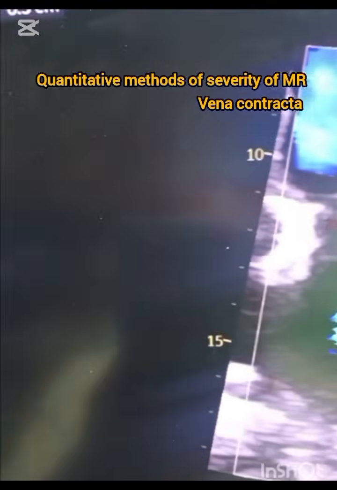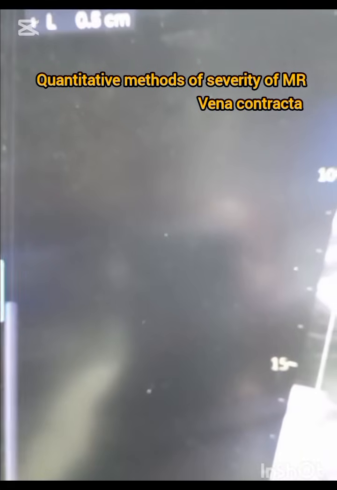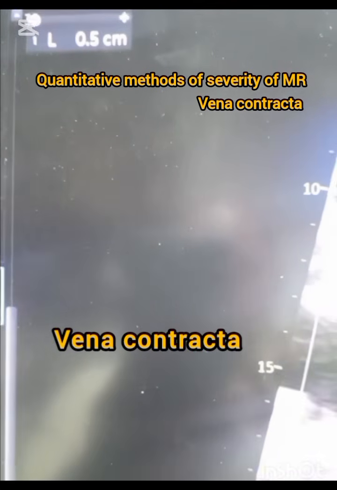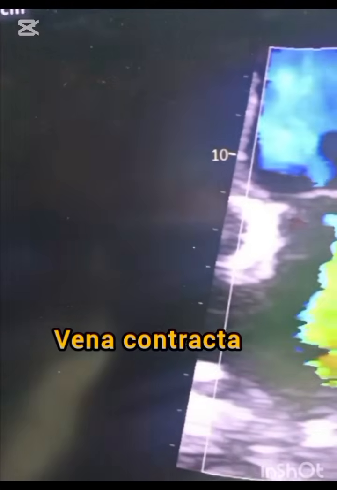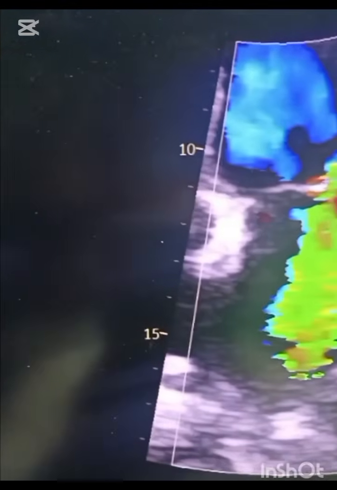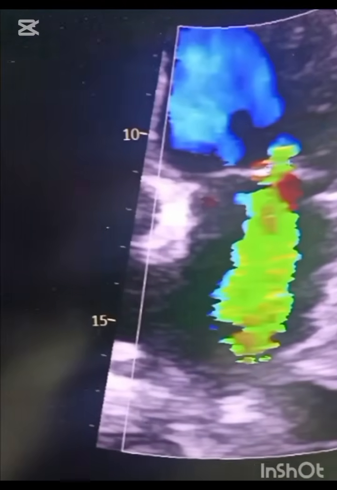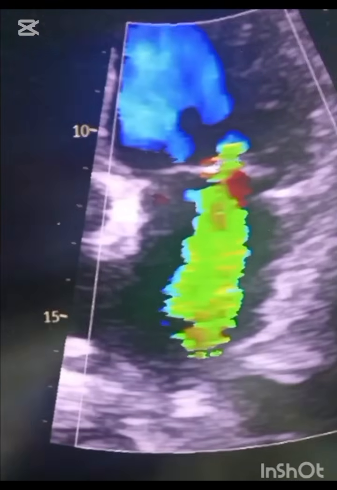Quantitative methods for assessing severity of MR. First, in quantitative assessment, there is the vena contracta. You see in this video, we have measured the narrowest neck and the flow convergence zone in the four chamber or parasternal long axis view. Use standard color scales. Measure the width of the MR jet at the narrowest point, as you see in this clip. Measure just below the flow convergence zone.